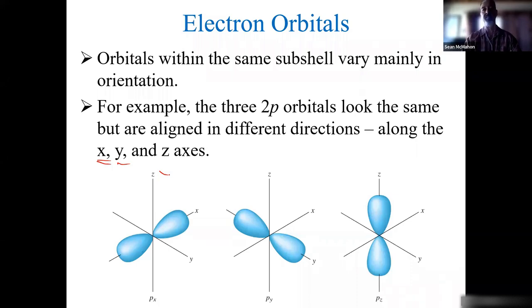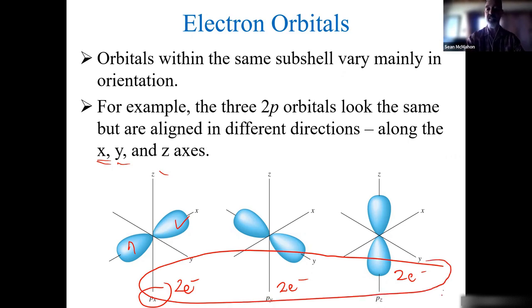I can have 2 electrons per orbital. So in this px orbital, I can have 2 electrons, maybe one's right here and one's right here. This 2py, I can have another 2, and then this 2pz, I could have another 2. So all of these add up to 6 electrons in the p subshell.